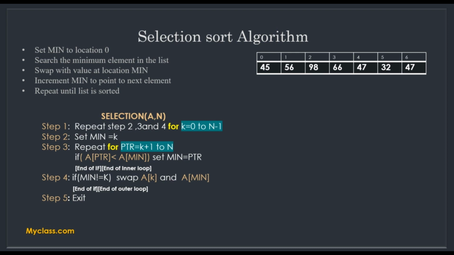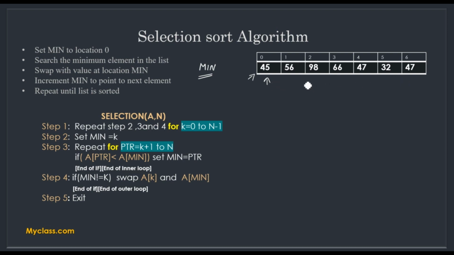Now we are checking the selection sort algorithm. The main function is finding the smallest element. We maintain a variable min for saving the index of the smallest element in the array. Set min to location 0, so we start searching from the 0th index. First we assume this is our smallest value, then search the entire list.